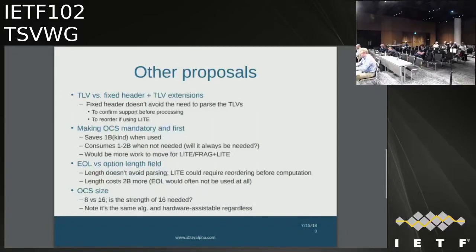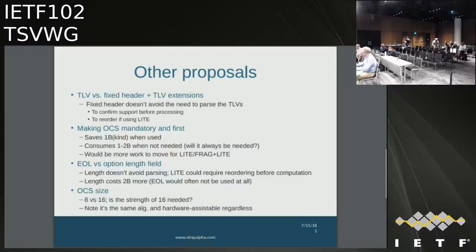The EOL versus option length field: the length field doesn't avoid parsing again, because the length could require reordering before computation on things. And the length costs 2 bytes more, whereas with the EOL, in most cases, packets will not have an EOL at all. The EOL is only there if we find a need to have space beyond the option that is not covered by the options. It's there largely to be a corollary to the way TCP works more than anything else. I didn't have a specific reason for putting it in there.